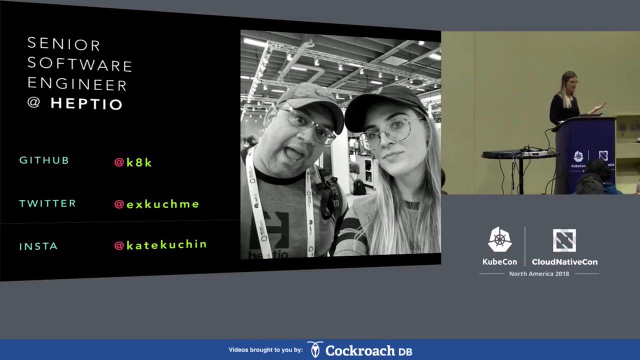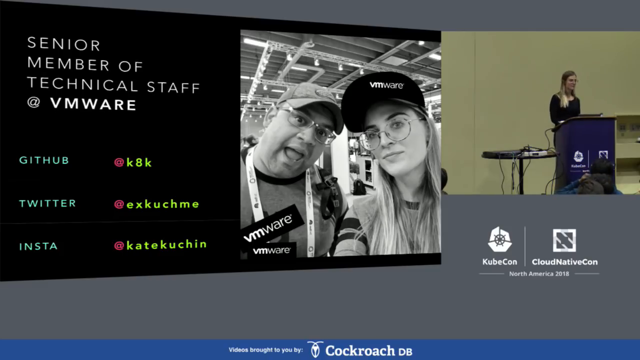Before I get into it, quickly introduce myself. My name is Kate Kuchin. I am a software engineer at Heptio, although as you may have heard, literally a few minutes ago, Heptio has ceased to exist. So as of 1 p.m., I'm officially a senior member of the technical staff at VMware. I'm super excited to keep working on a lot of the problems we've been trying to solve at Heptio at VMware. And George up there, he's excited about everything, so he's amped too.